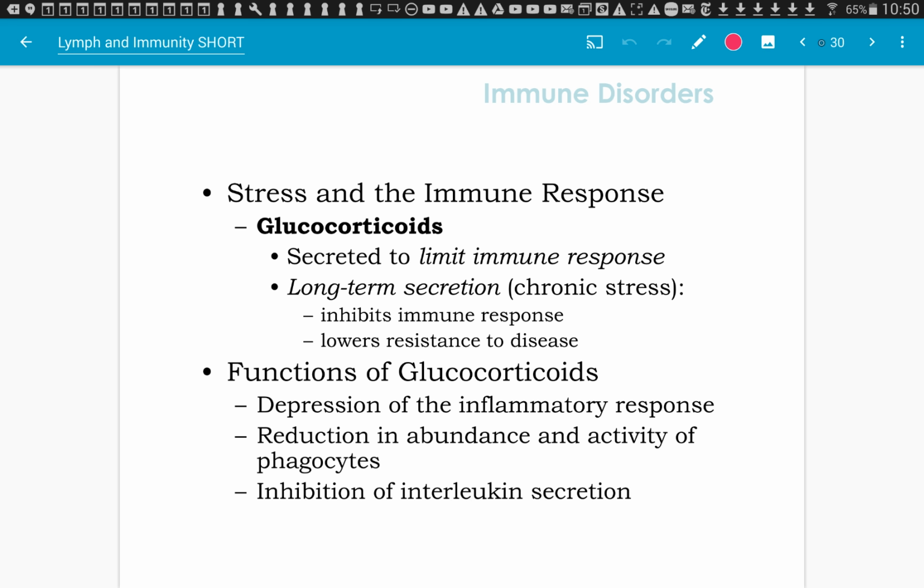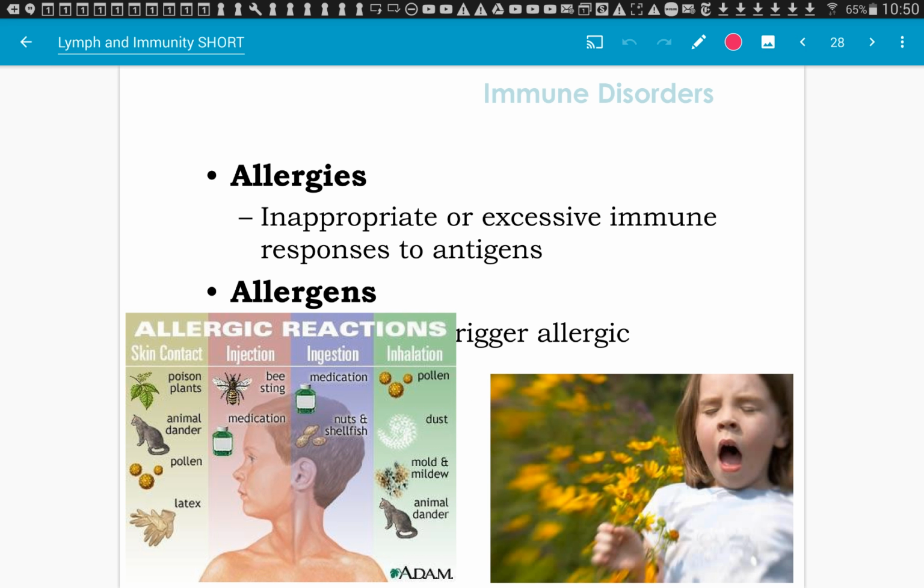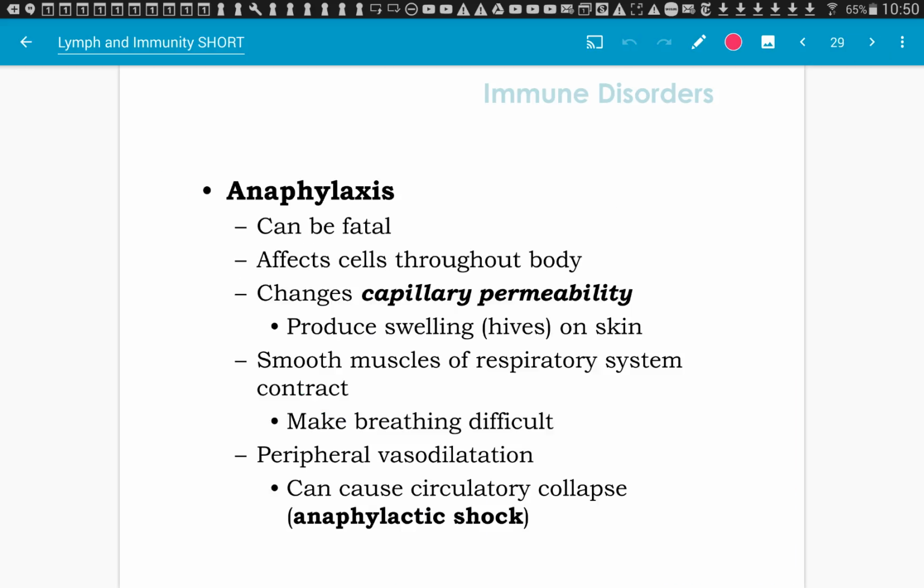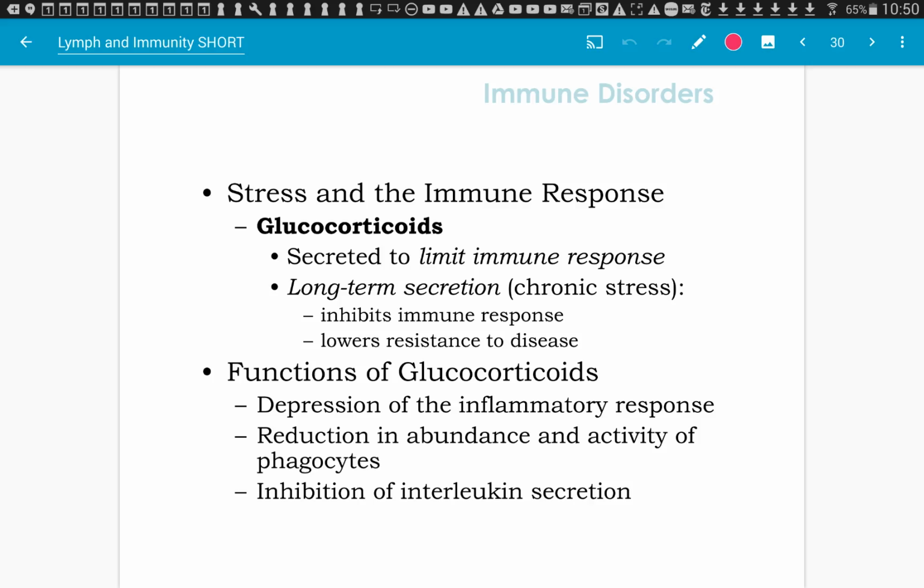Okay, I want you to read. This will not be hard. Okay, allergies versus allergen. Easy peasy, okay? Know what anaphylaxis is, okay?